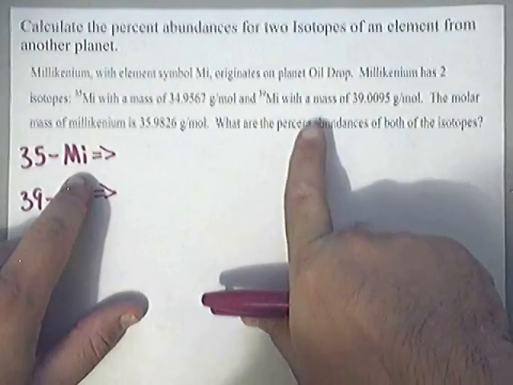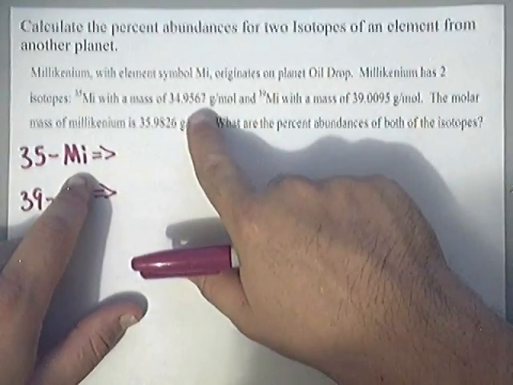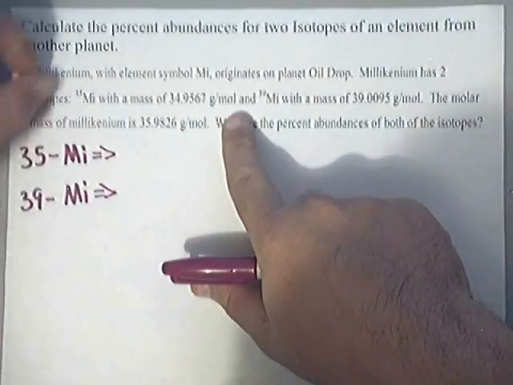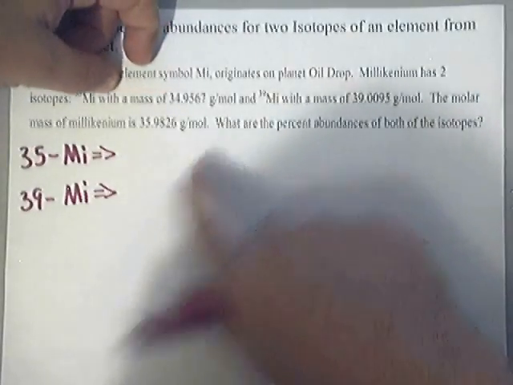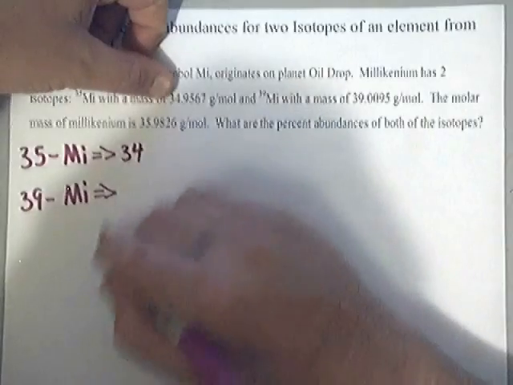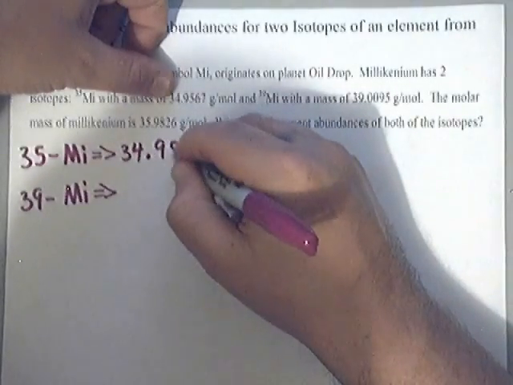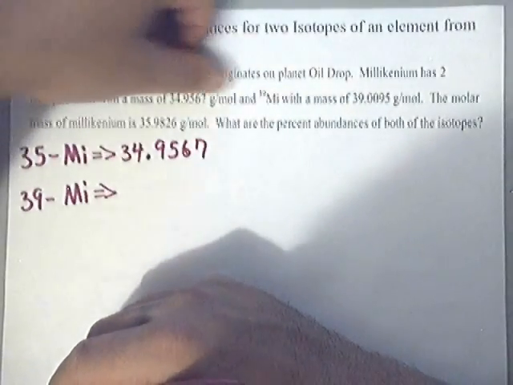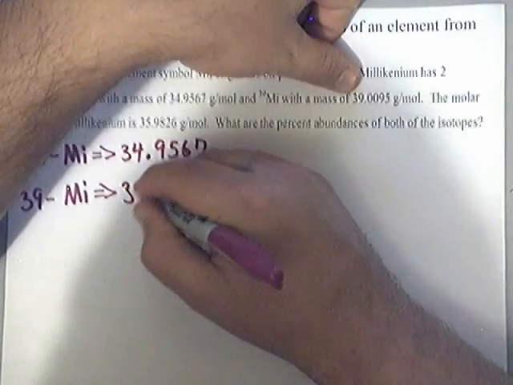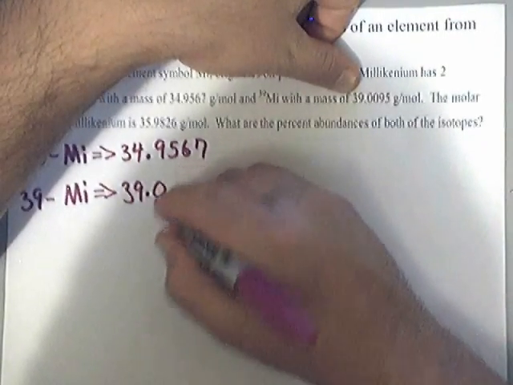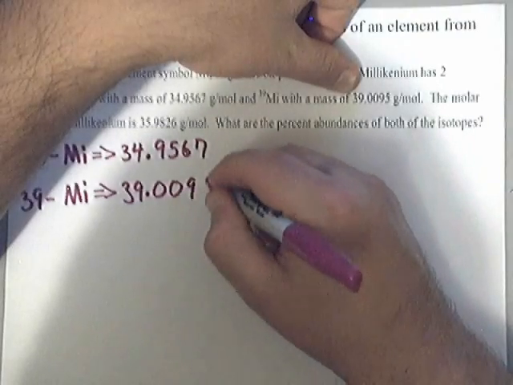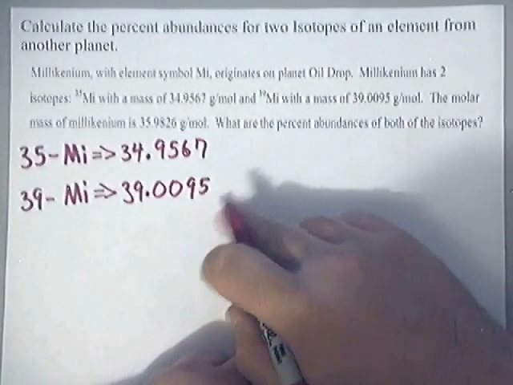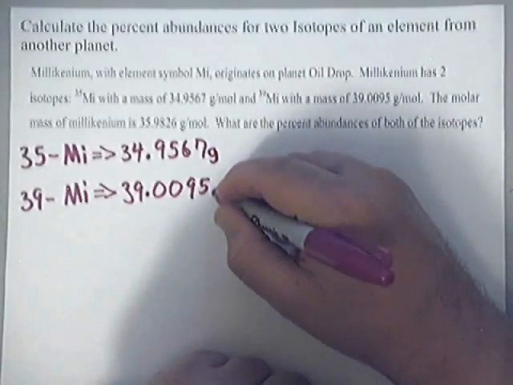So basically all that you need to do is just this. Go ahead and write down these masses next to the Mi35 and the Mi39. So Mi35 would be 34.9567, and the Mi39 is 39.0095. Now I'm saving some space here, so I'm just going to write grams instead of grams per mole.